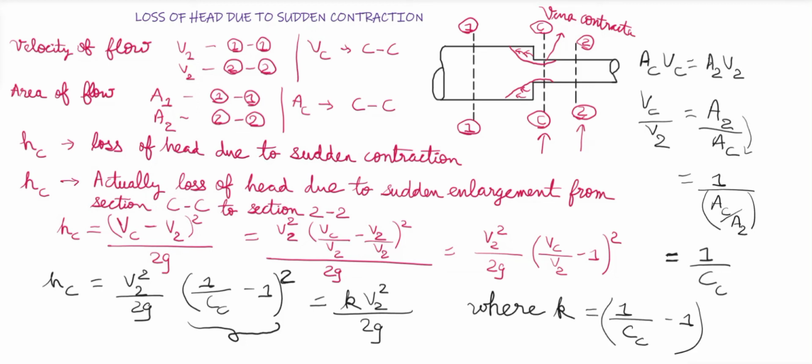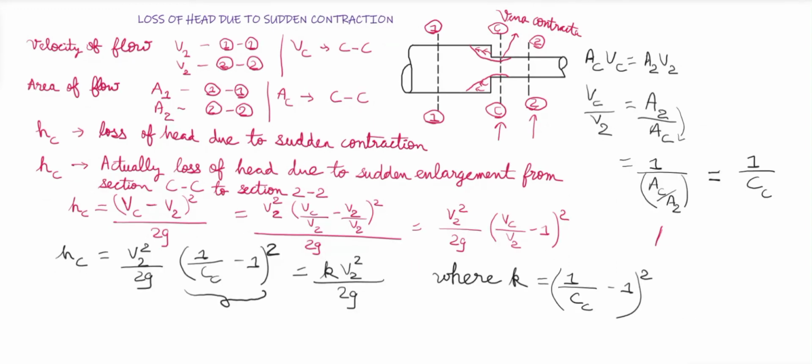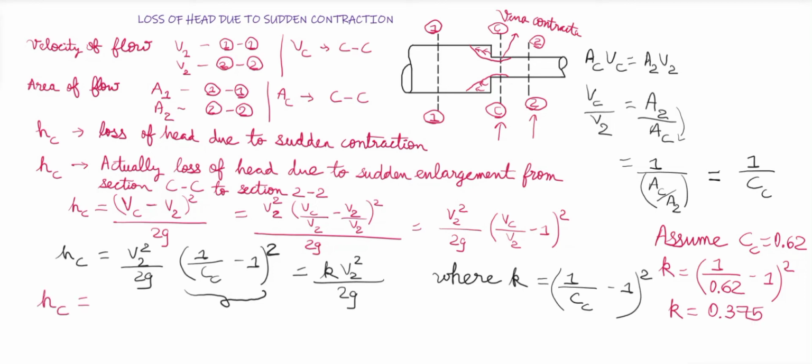Here I'll just specify that K is (1 upon CC minus 1) whole square. We are assuming that CC is equal to 0.62. Therefore, K will be equal to (1 upon 0.62 minus 1) whole square, which is equal to 0.375. Therefore, HC will be equal to 0.375 into V2 square by 2g.